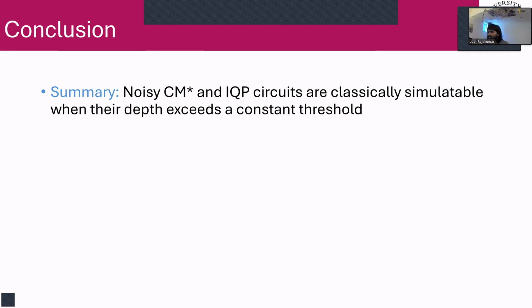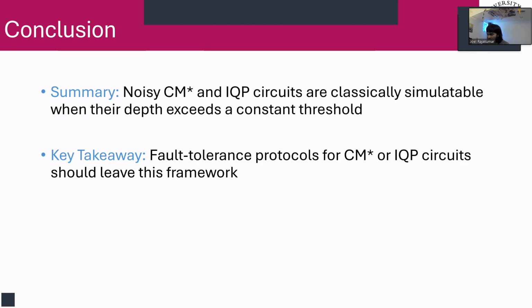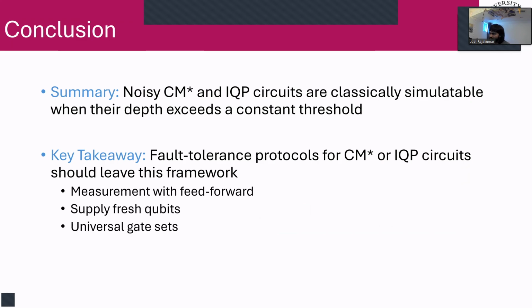So yeah, the summary is that noisy CM star and IQP circuits are classically simulatable when their depth exceeds a constant threshold. The main takeaway is that if you want a fault-tolerant implementation of CM star or IQP circuits, you should leave this framework somehow by measuring with feed-forward, supplying fresh qubits, or universal gate sets. You might already see this as intuitive, but I think it's an important message: the noise defeats you, so you have to do measurement with feed-forward or supply fresh qubits to get around it.